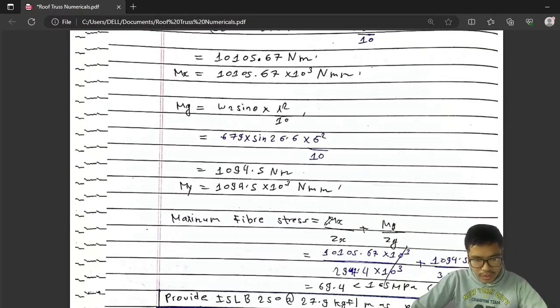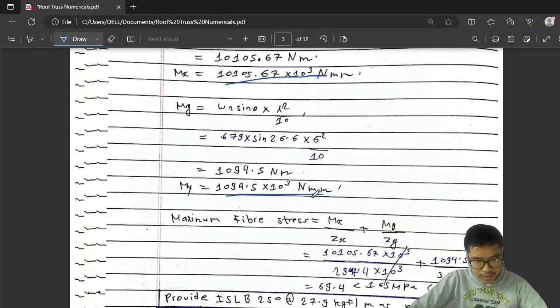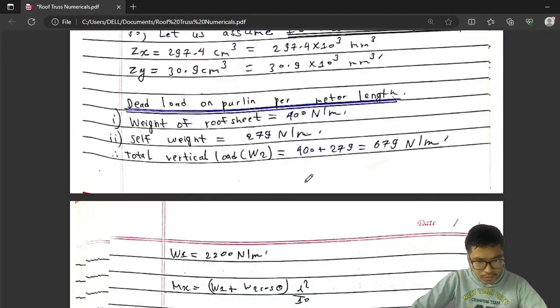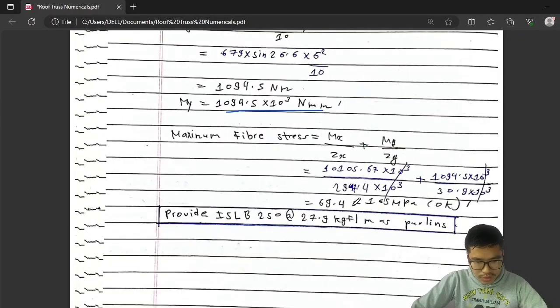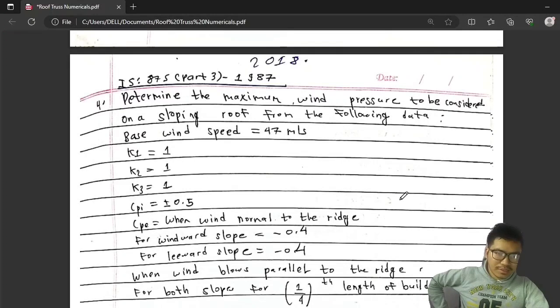So maximum fiber stress is this Mx and this My, and Zx and Zy values are this. By doing some maths, maximum fiber stress is 69.4, which is less than 165 megapascal. So okay, we provide ISLV 250 at the rate of 27.9 kg per meter as purlin length. So this is the next question asked in 2018.